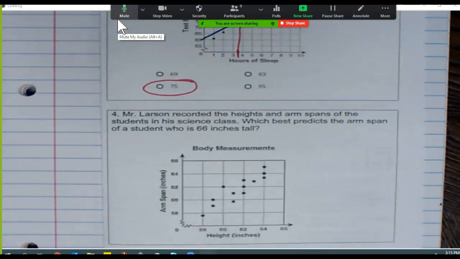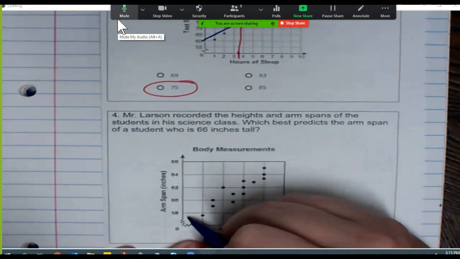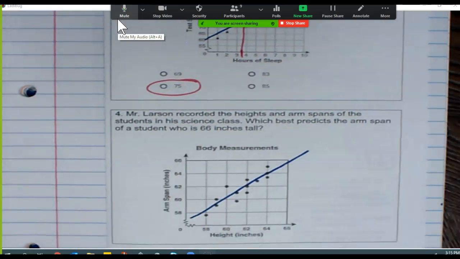Which best predicts the arm span of a student who is 66 inches tall? Uh-oh, we're having to predict. What do I need to do to help me predict? Draw my line. So I'm going to try to split my data as best as I can. Not perfect, but it's pretty close. Those of you on Cami, I do know there's a straight line tool that you can use to help draw your line if you need. Or you can freehand it like we're doing. If you ever need a ruler in here, there's rulers up there.